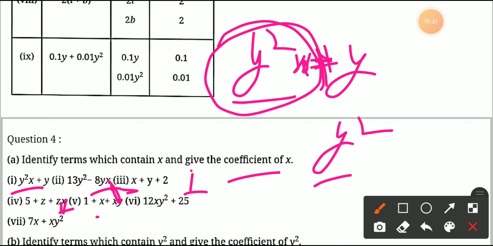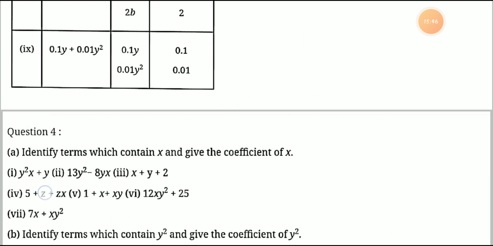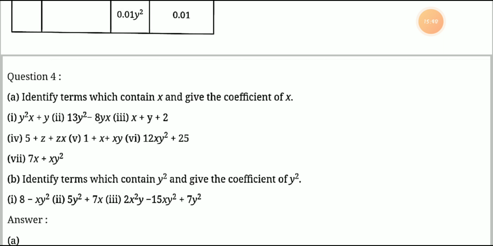Here we have two terms which contain x, one is x and the second is xy. So the numerical coefficient of the first one is 1 and of the second one is only y. Likewise you have to do the 6th and 7th parts. Identify the terms which contain y square. So this B part also you have to do on your own. Here you have to identify terms which contain only y square, not y, only y square.